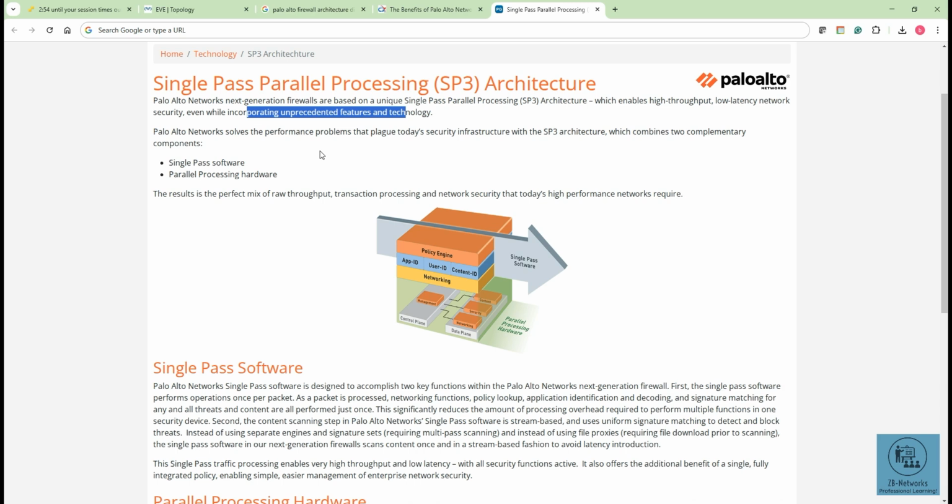Basically, Palo Alto Networks solves the performance problems that plague today's security infrastructure with this SP3 architecture, which combines two complementary components. So these two are the main components. One is called the single pass software and one is called the parallel processing hardware, right? You can say the OS has this feature called single pass operating system, and the hardware on which the OS is running has this feature called parallel processing hardware. The overall result gives you a perfect mix of raw throughput, transaction processing and network security that today's high performance networks would require.